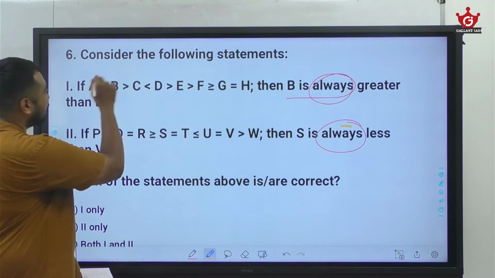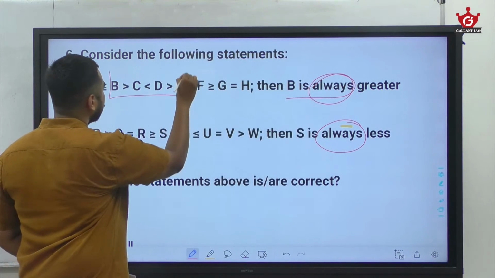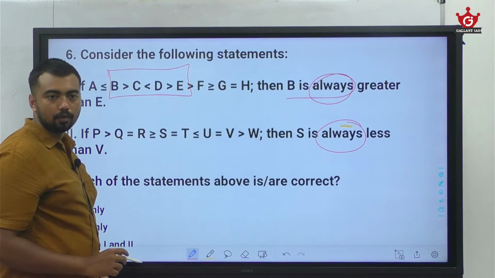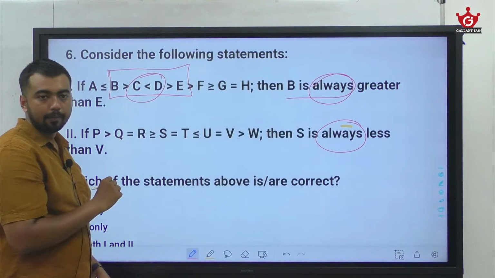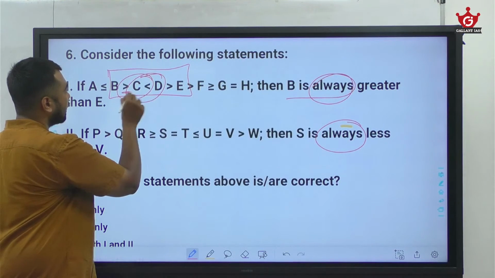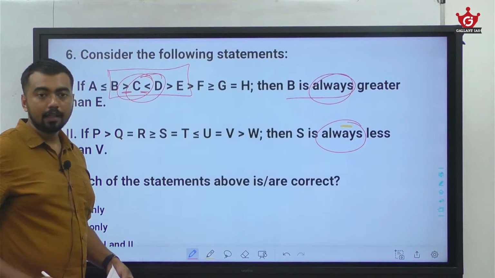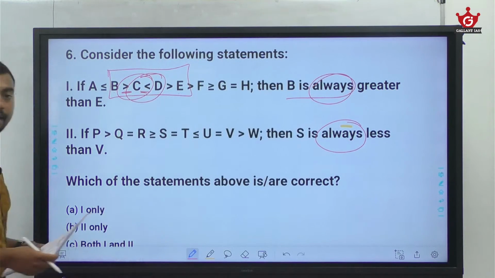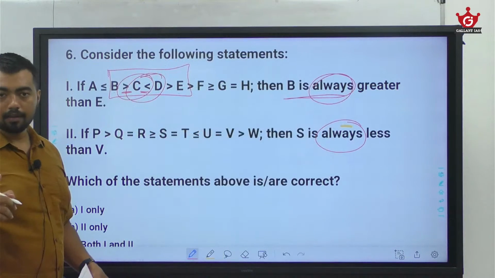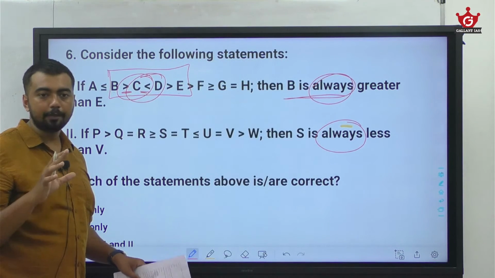So here in this case forget about all this. What is the relation that we need to find between B and E? Where is that? B and E. Is there a direct relation between B and E given? No, there is no. There is C and D here. But look at the nature of the signs here. It is in opposite directions. So B and E cannot be compared. So we cannot say that B is always greater than E. Only if B and E can be compared, we could say if B is greater than E. B and E cannot always be compared.